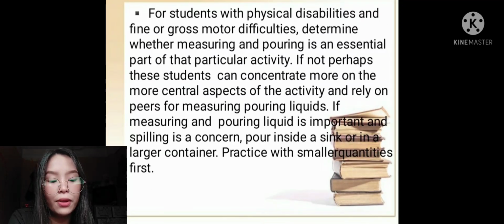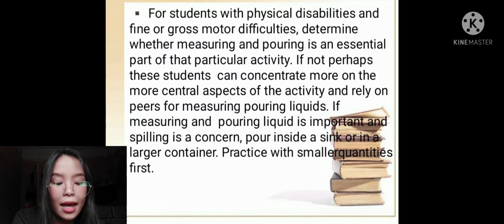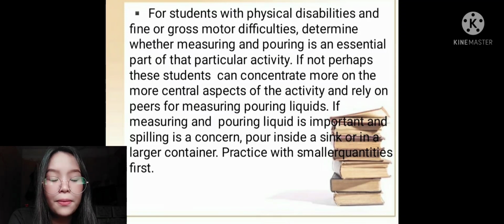For students with physical disabilities and fine or gross motor difficulties, determine whether measuring and pouring is an essential part of that particular activity. If not, perhaps the students can concentrate more on the central aspects of the activity and rely on peers for measuring and pouring liquids. If measuring and pouring liquid is important and spilling is a concern, pour inside a sink or in a larger container and practice with small quantities first.